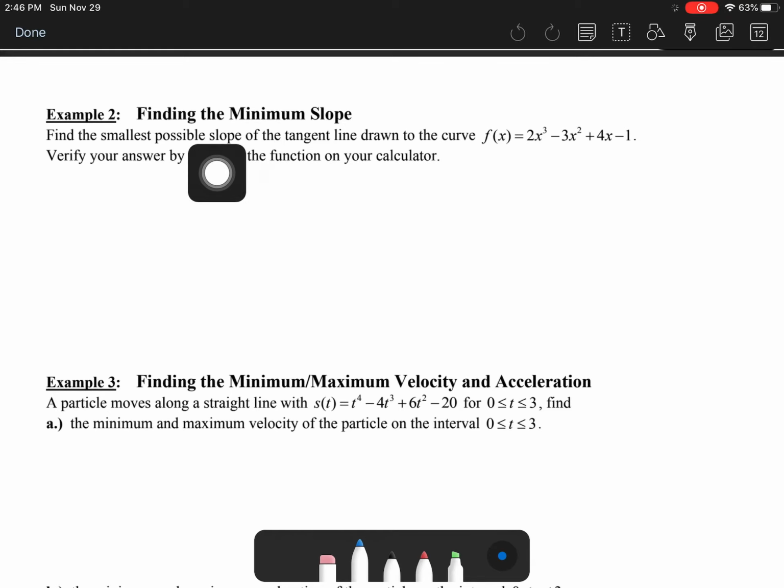Now, how do we find a function that gives us slope? We know that that's the derivative. So what we're dealing with then is the derivative of this function, and we want to find a minimum of that derivative function. So let's think about that. A slope finder is a derivative function. So f prime is the derivative here, which is going to be 6x squared minus 6x plus 4.